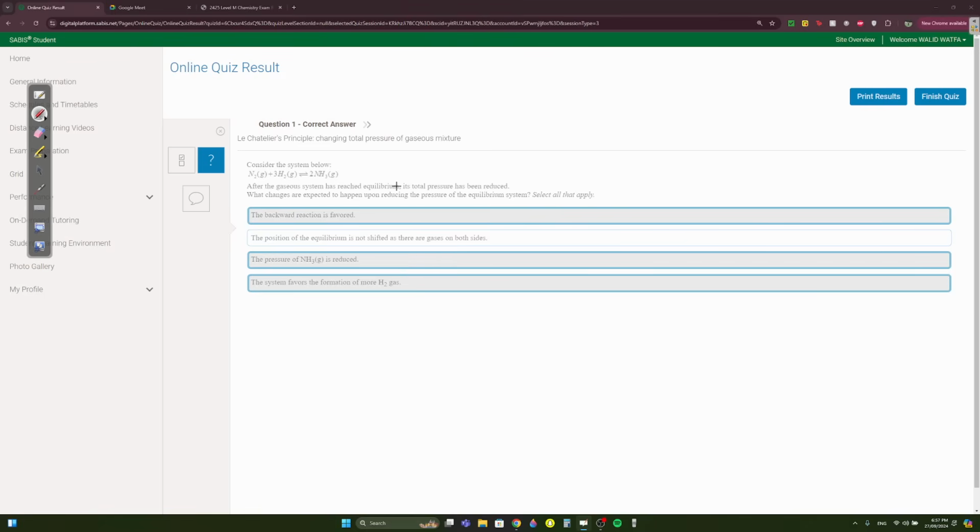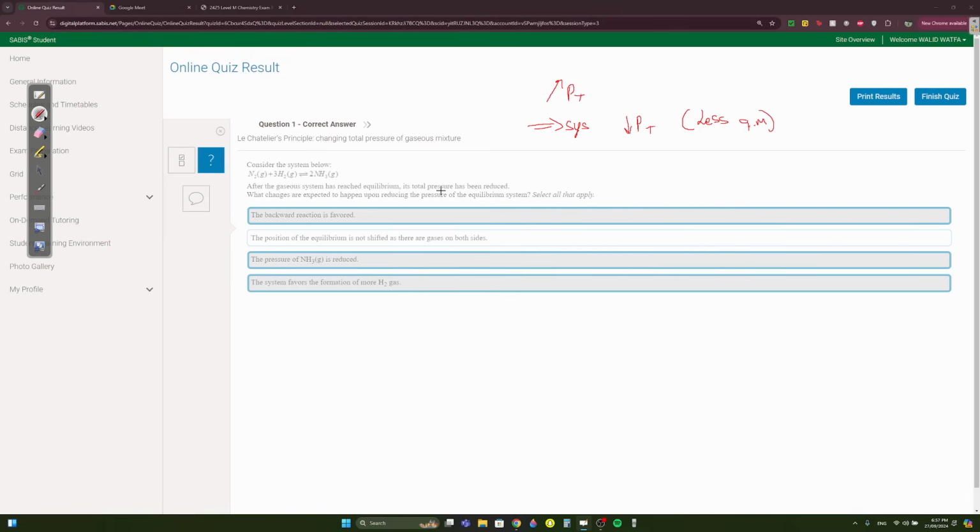So they said it's equilibrium, and the total pressure has been reduced. When you decrease the total pressure, the system has to increase total pressure, and it does that by going to the more gaseous moles. The rule was, if you increase total pressure, the system has to decrease total pressure, and to decrease total pressure, you go to less gaseous moles.